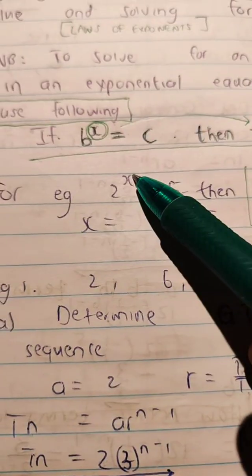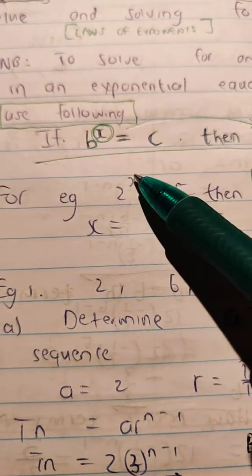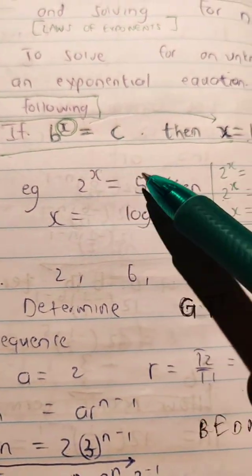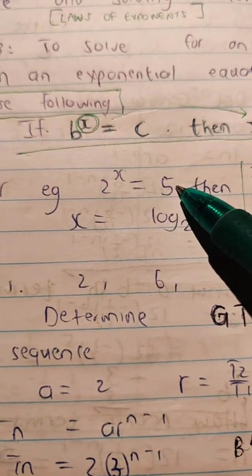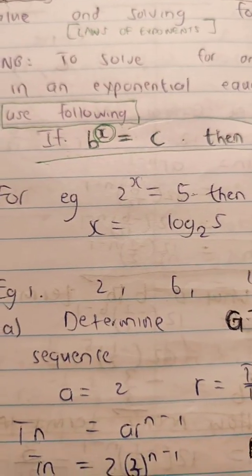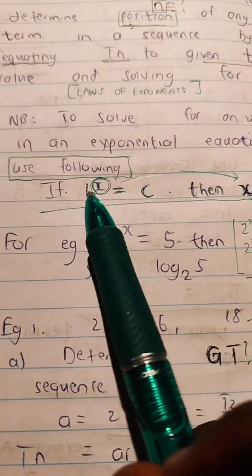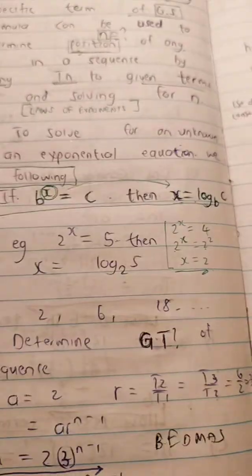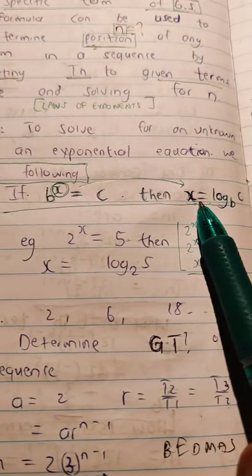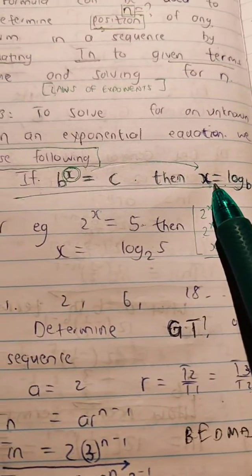You would approximate a certain value, which if you substituted in place of x would give you something close to 5. But now we don't have time to approximate. We need specifics. So if b to the power x is equal to c, what is this saying? Take the exponent that is unknown and make it the subject of that equation.